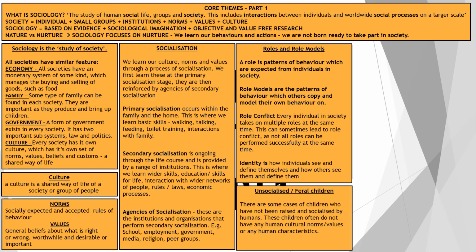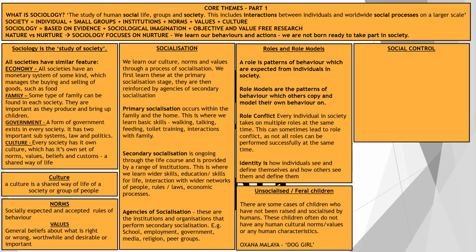Now, one of the big things about socialization we looked at was unsocialized or feral children, children who have not gone through the socialization process and therefore have not become part of society and are not socialized to be part of society. Oksana Malaya, the dog girl, is a good example.